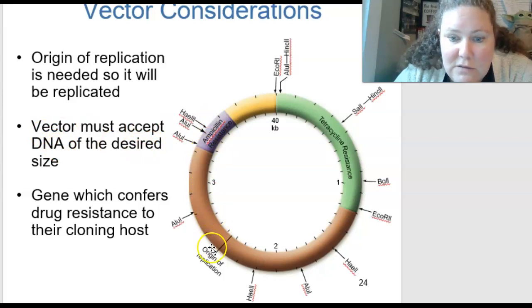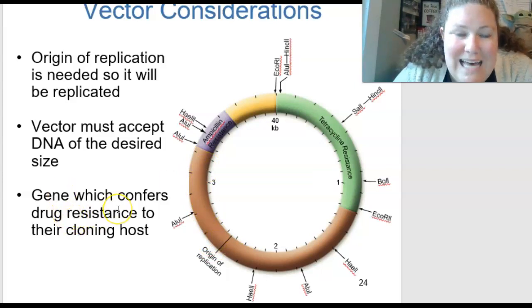We can't put an elephant in a room where a goldfish is supposed to be, right? It has to be the right size. And then the size, and then the gene, which confers drug resistance to their cloning host, is going to be the one that is going to be amplified and inserted in here and be able to grow.